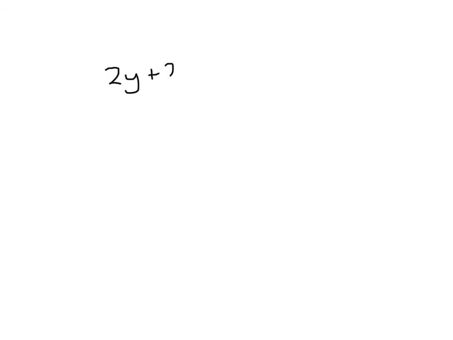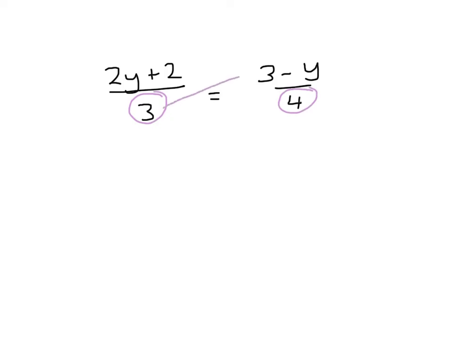Let's see what happens when we have some fractions in here. (2y + 2)/3 = (3 - y)/4. This time, the first thing I do, like with brackets, getting rid of the brackets, I want to get rid of the denominators that are under here. I want to get rid of them. It's much easier if I'm not working with fractions. An easy way to do that is to cross multiply this.